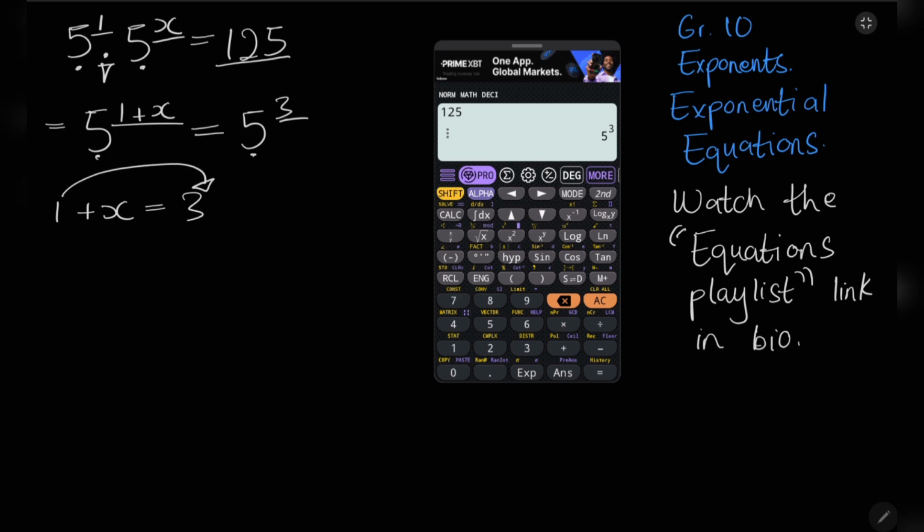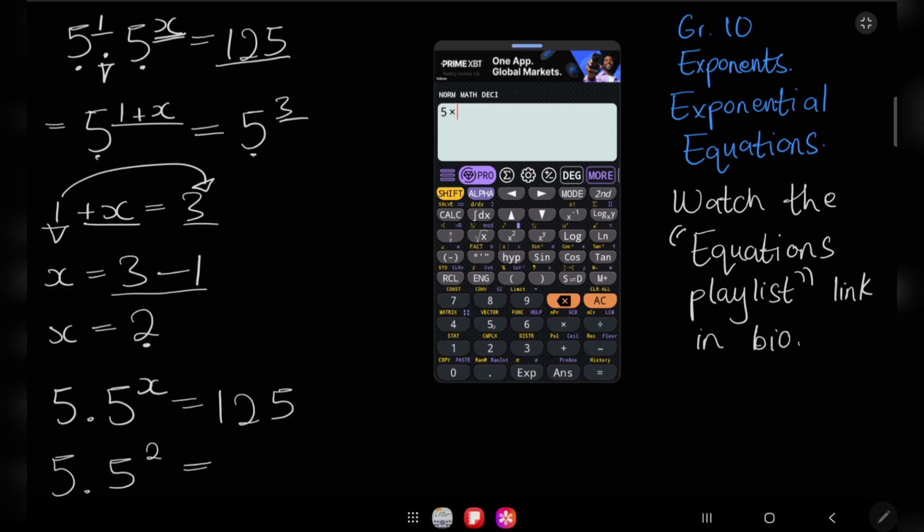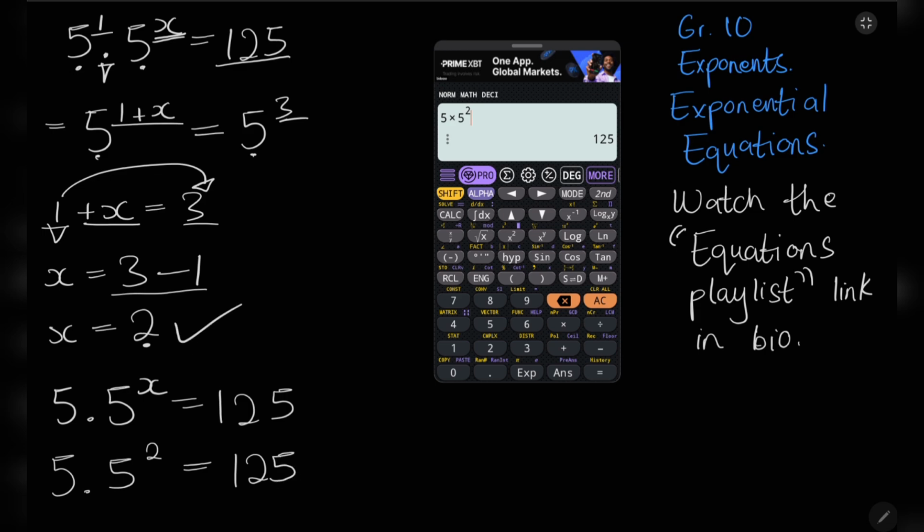We take this 1 to the right hand side. It's positive, so it should be negative. We're left with x is equal to 3. This is positive, so it becomes minus 1. X is equal to 3 minus 1, which is equal to 2. Now let's substitute 2 where we see x. We were given 5 times 5 to the power x is equal to 125. 5 times 5 squared, what is our answer? It's 125. So that 2 is correct. And that is how we solve exponential equations.